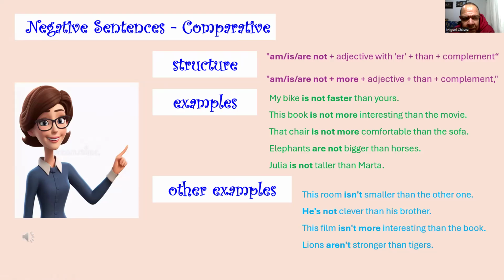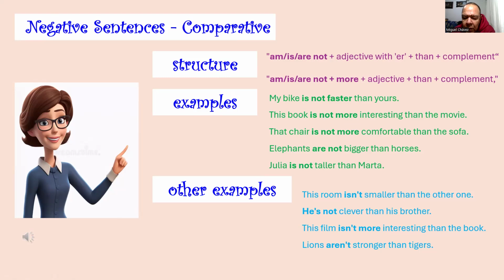To rewrite comparative affirmative sentences into negative form, we use the structure am, is, are, not, plus adjective with er, plus than, plus complement, or am, is, are, not, plus more, plus adjective, plus than, plus complement, depending on the adjective. For example, my bike is not faster than yours. This book is not more interesting than the movie. That chair is not more comfortable than the sofa. Elephants are not bigger than horses. Julia is not taller than Martha.